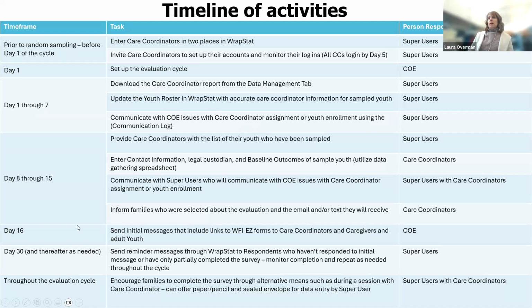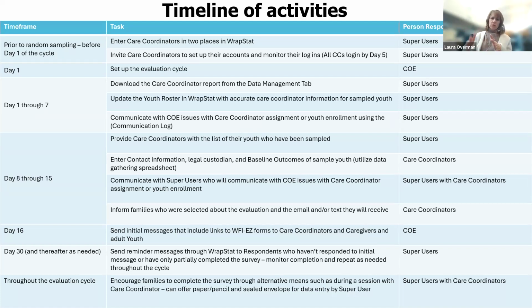Then the following week, and these are really calendar days, but roughly day 8 through 15, you will be provided the list of these are your youth that you're serving who are part of the evaluation cycle. And then you would go into Rapstat just for those youth, not for all youth in the youth roster, because the youth roster will be all the youth who are eligible. And then within those are the ones who are part of the evaluation. And you would enter the information, and we're going to show you how to do that.